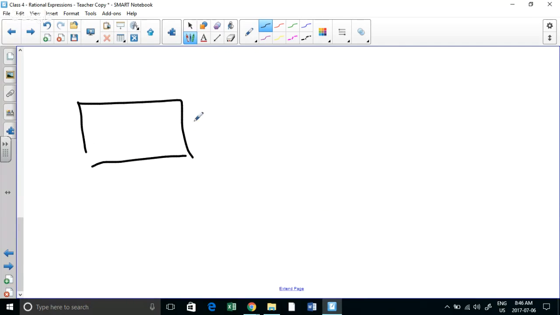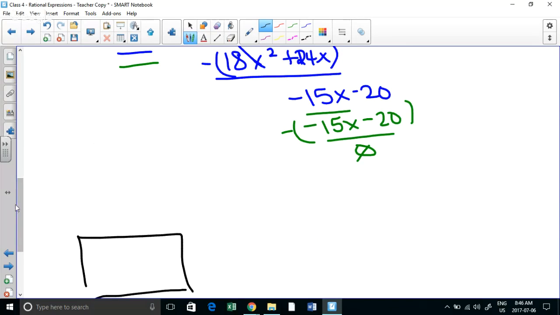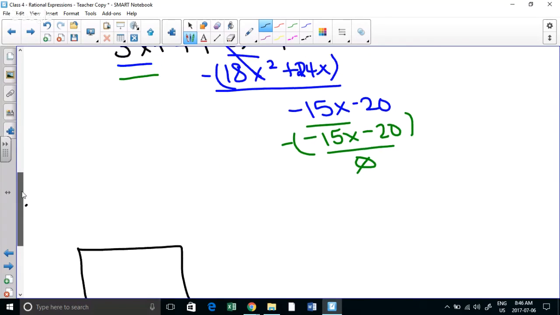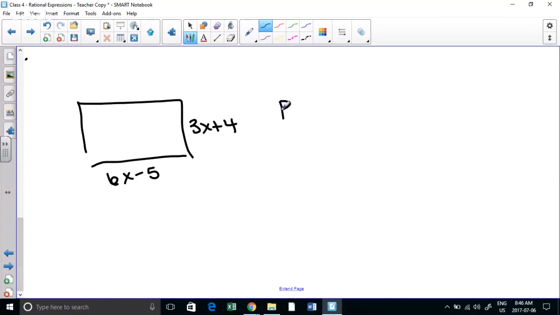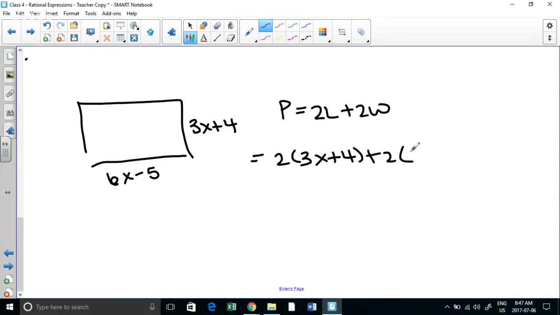and the dimensions of this rectangle are, we have 6x minus 5 here, and 3x plus 4 here. If I want to find the perimeter of a rectangle, now this is Sec 1 stuff, I have 2 times the length and 2 times the width. So I know that the length, let's say, is 3x plus 4 plus 2 of what I just found to be the width.